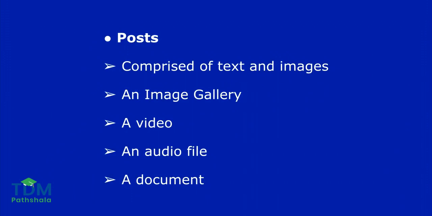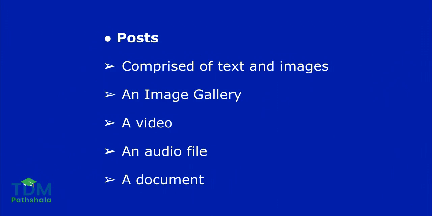To start with posts, a post would be an object typically comprised of text and images, an image gallery, video, audio file, or any documents such as PDF files. The nature of a post is that it's part of a stream of published materials and that it is more or less a regular update.